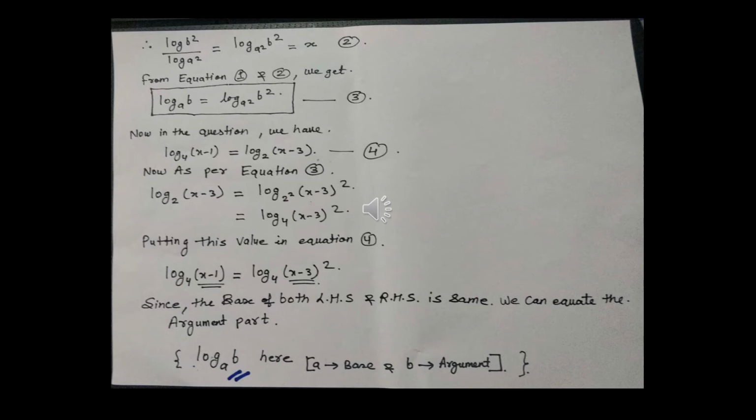So we have the question log (x minus 1) to the base 4 is equal to log (x minus 3) to the base of 2. Now the right hand side of the equation we can write as log of (x minus 3) square to the base of 2 square, that is log (x minus 3) square to the base of 4. So equation 1 can again be written as log (x minus 1) to the base 4 is equal to log (x minus 3) square to the base of 4. Here the bases of both the left hand side and the right hand side are equal, hence the arguments, that is x minus 1 and (x minus 3) whole square, can be equated.